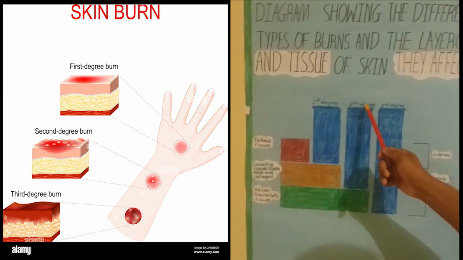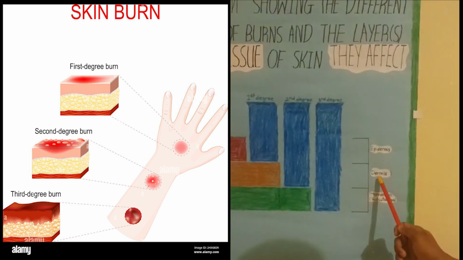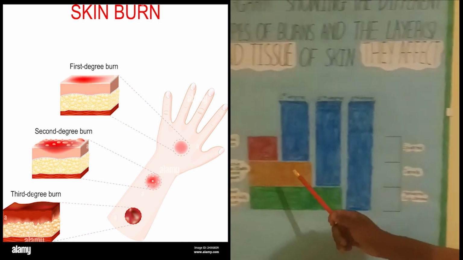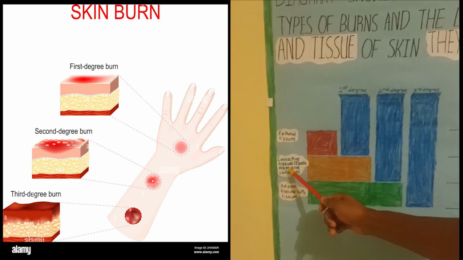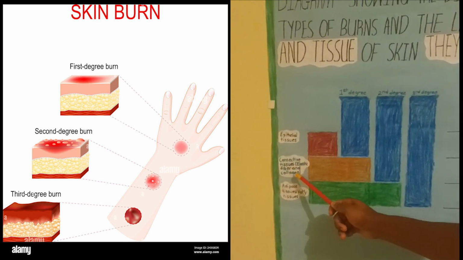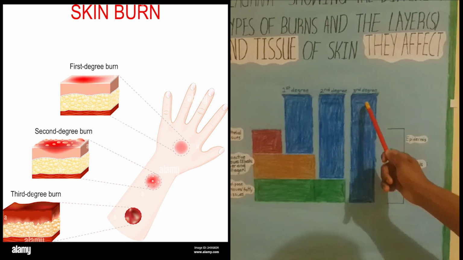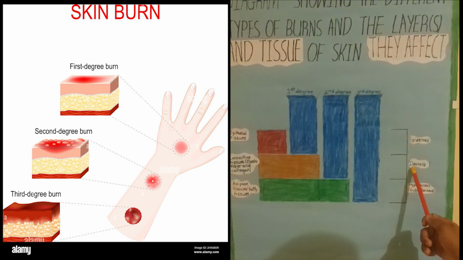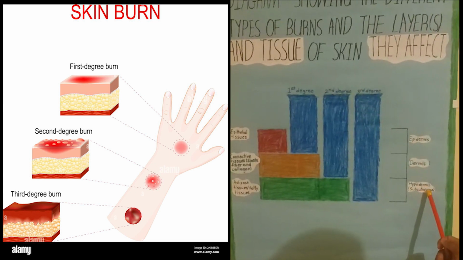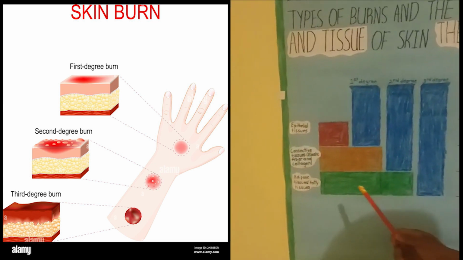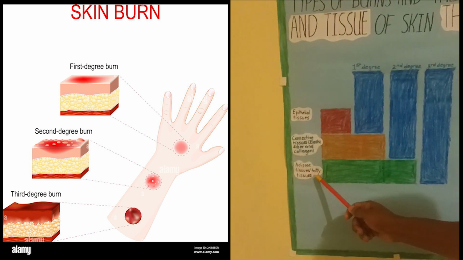Next, we have the second degree burn, which affects both the epidermis and dermis, and affects the connective tissues, which consists of the elastic fiber and collagen. Finally, we have the third degree burn, which affects the epidermis, dermis, and hypodermis, which is also called the subcutaneous layer. It affects the adipose tissues, which is also called the fatty tissues.